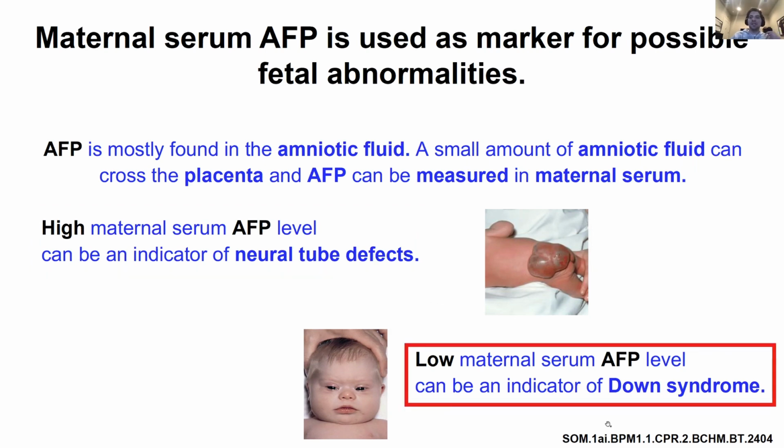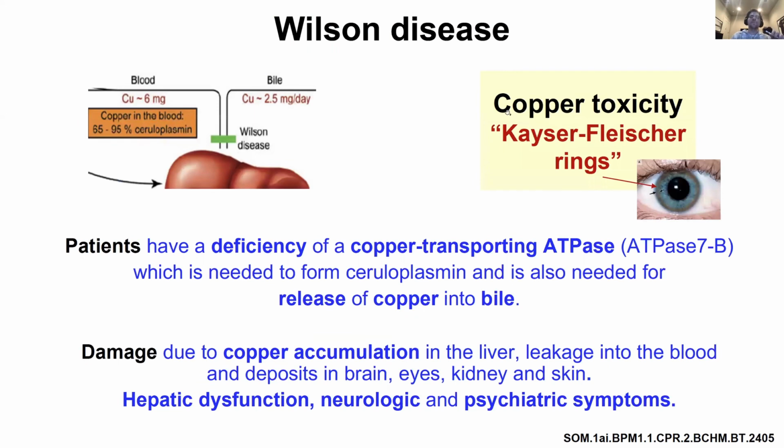And classically, you get low alpha-fetoprotein with Down syndrome. Okay, so keep that in mind. Those are opposite of each other.